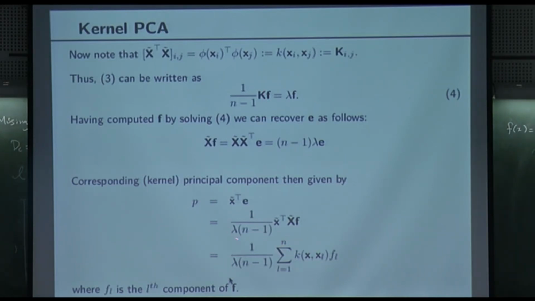This idea over here, it's 1 over lambda n minus 1. Lambda is the eigenvalue right there, that sits over here. Kxxl is the kernel, fl are the values that you get from there. So once you solve this eigenvalue eigenvector decomposition, you can construct a principal component for the vector which is coming from the kernel. So the whole story here is that now, instead of looking at inner products in the lower dimensional space, I'm looking at inner products in a much higher dimensional space, and basically the same story will go through.